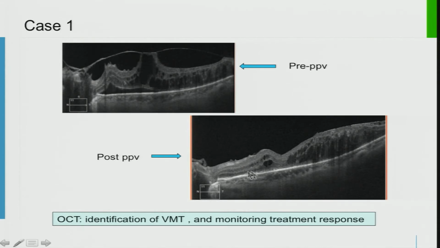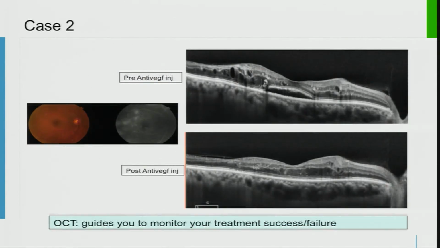This is the post-PPV scan. Now you can carry on with your further management of diabetic edema. So OCT is important to identify your VMT and also to monitor your treatment responses. So the first picture shows a pre-anti-VEGF injection OCT. As soon as you do an anti-VEGF, you can see the serous fluid is disappearing, your intraretinal fluid is settling down, so you are on the right track.